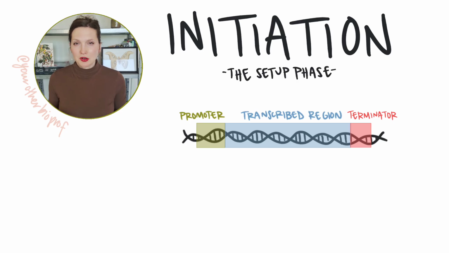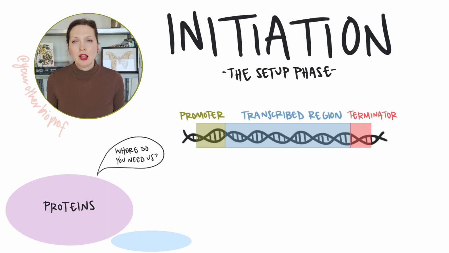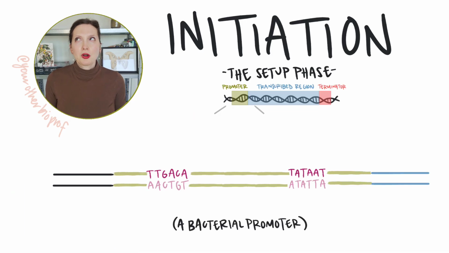We're going to gather the materials, the proteins that we need for transcription, and get them set up in the correct location. Okay, so what's the correct location? Well, that's where the promoter comes in. It's our staging area. The promoter is a non-coding region of DNA. That means its sequence does not encode protein.